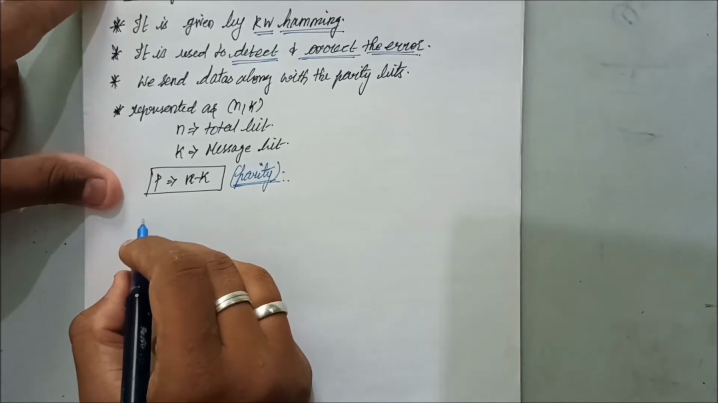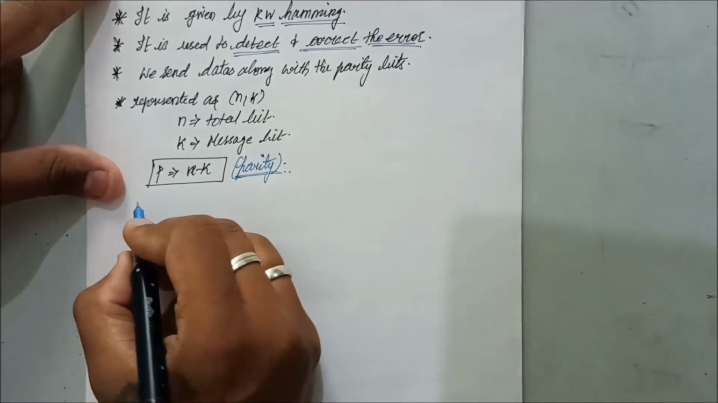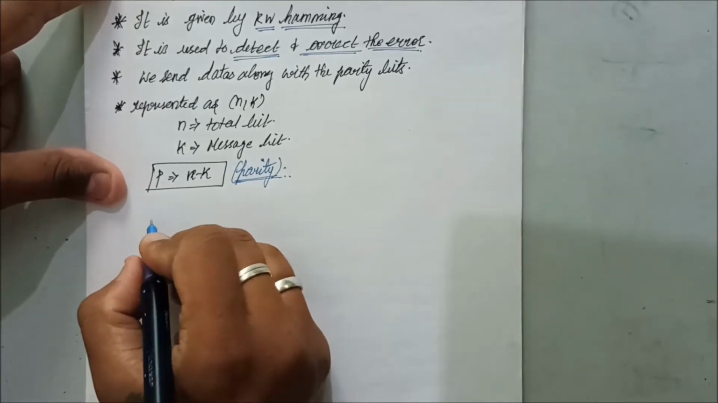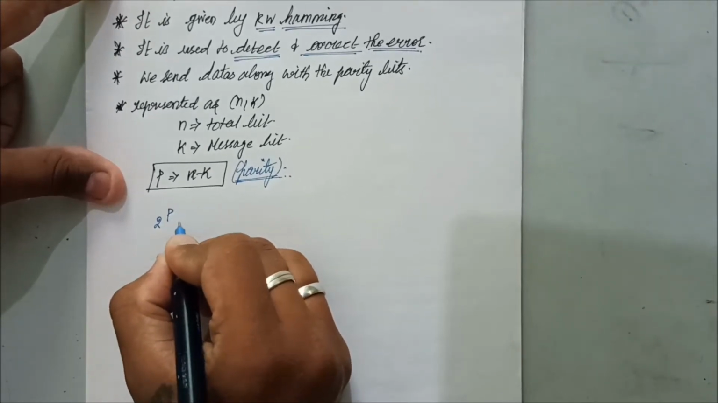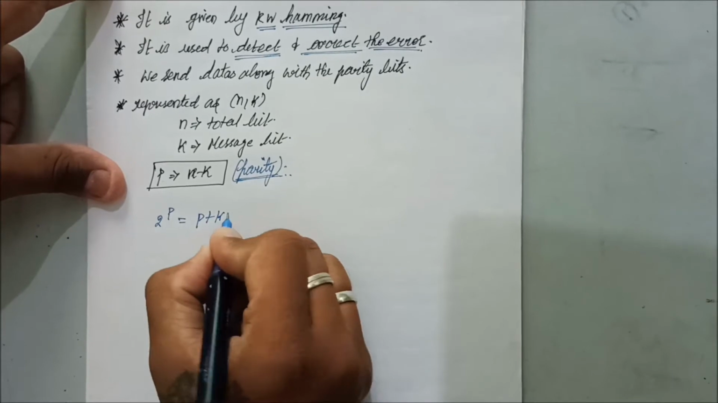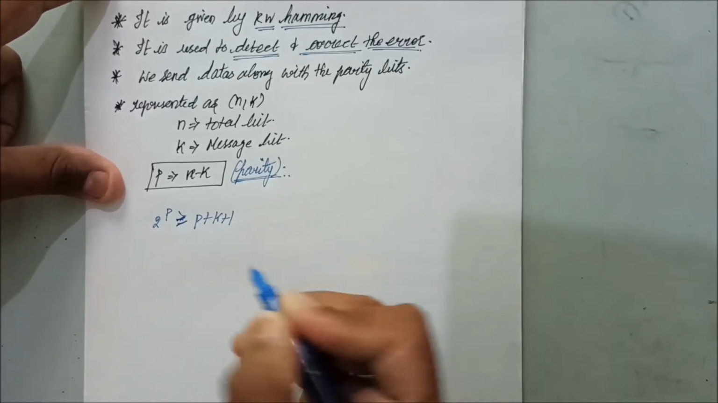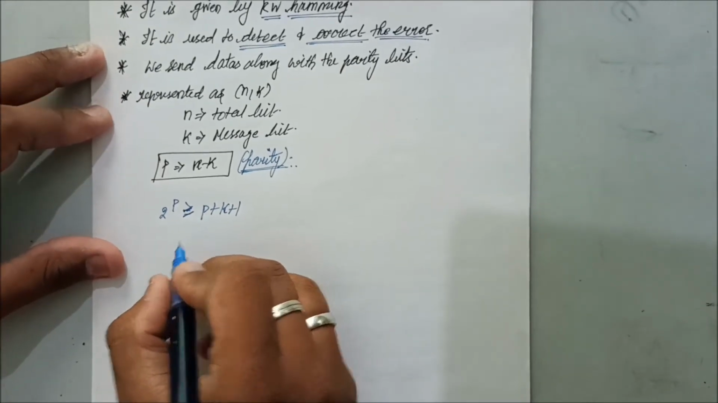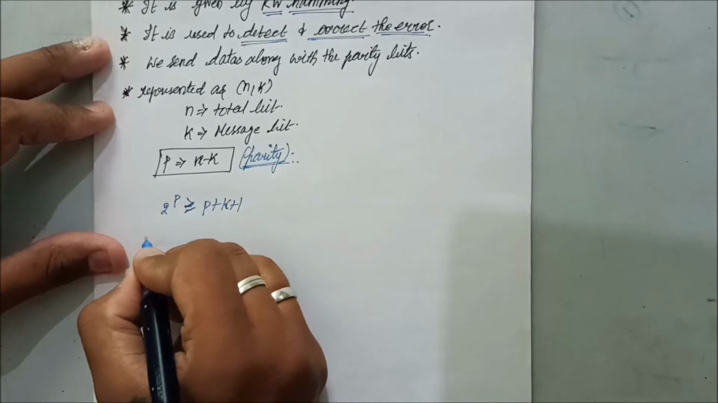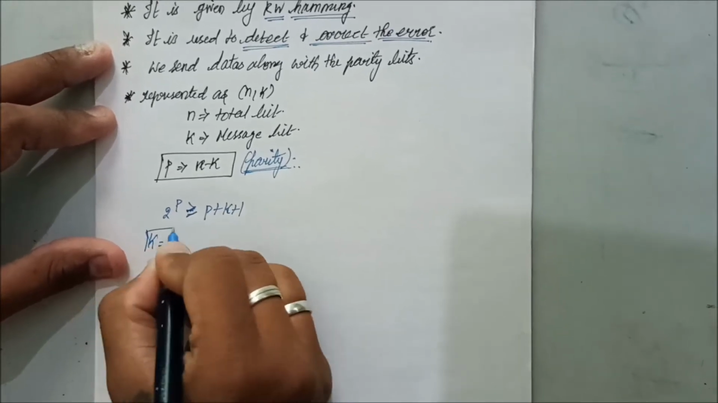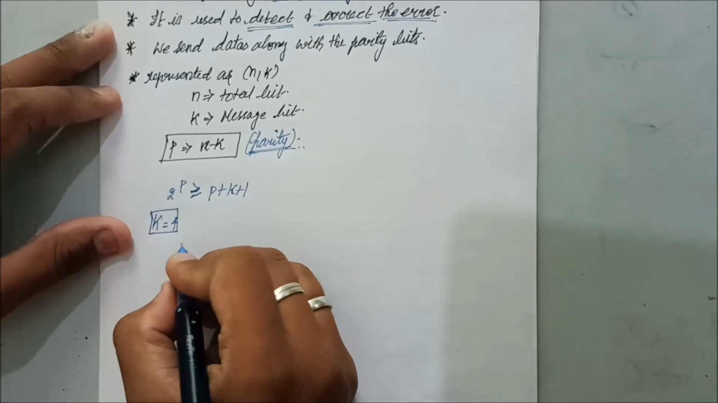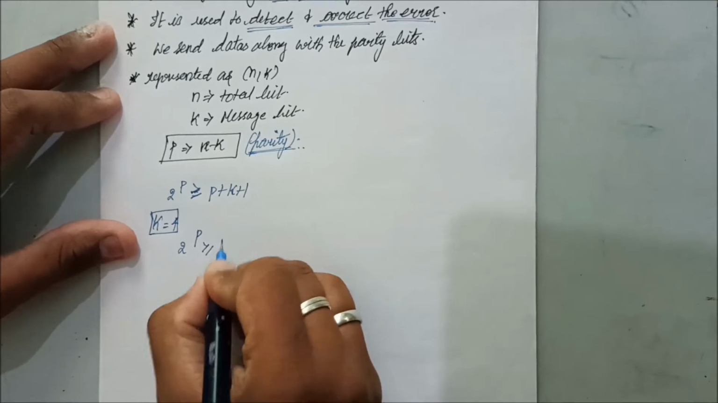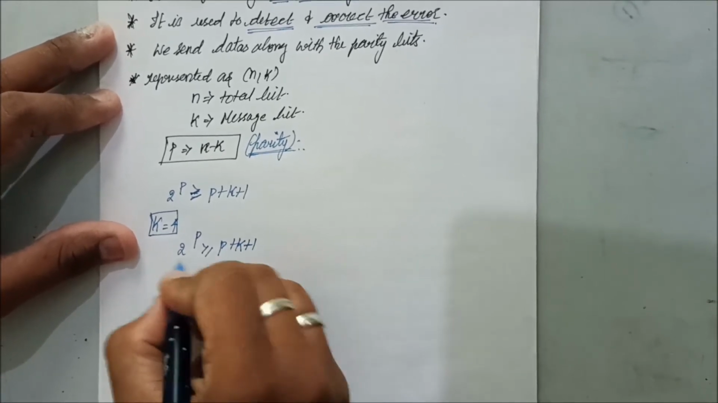First of all, we have to identify the parity bits. To identify them, the value has to satisfy one given condition: 2 power p is greater than or equal to p plus k plus 1. I am assuming that this problem has 4 message bits, that is, k is equal to 4. So the equation is 2 power p greater than or equal to p plus k plus 1.